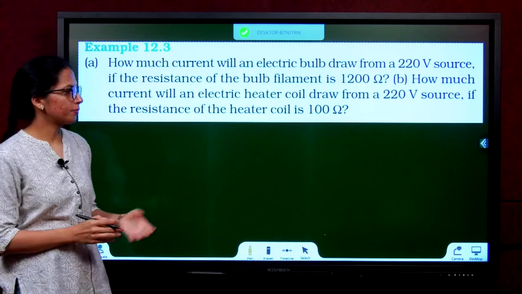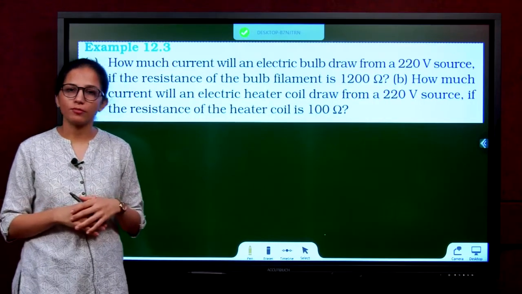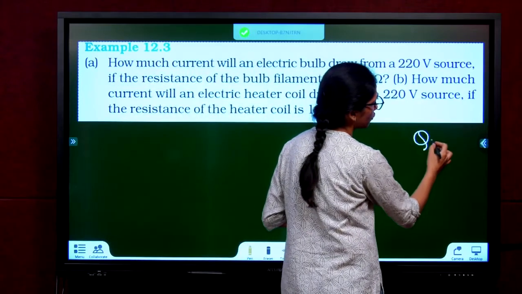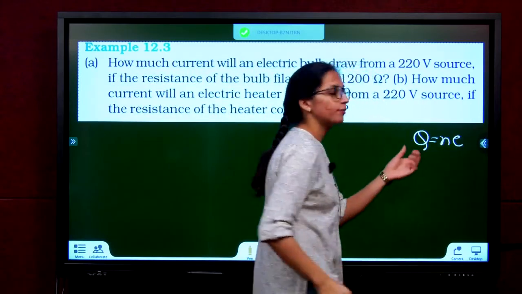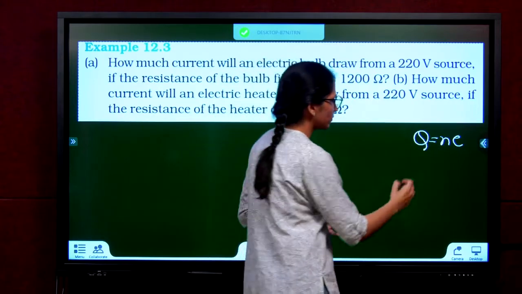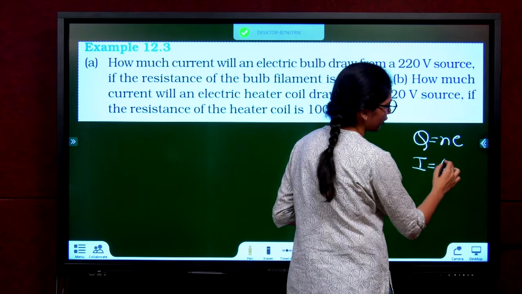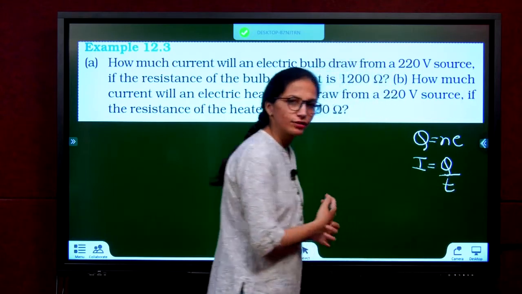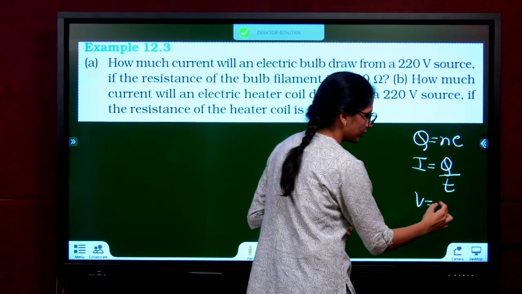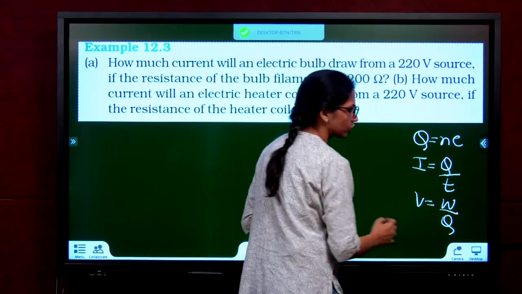Before we do the example problems, let's just revise all the formulas we have learned until now. The first formula we learned was Q is equal to N into E because charge is quantized. Do you remember? N is an integer. Next we learned current is equal to the rate of flow of charge, I is equal to Q by T. Then we learned potential is equal to work done by charge.